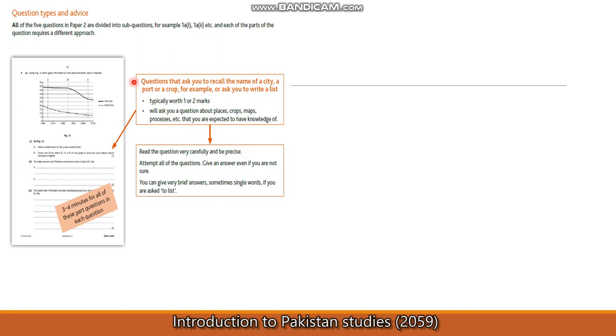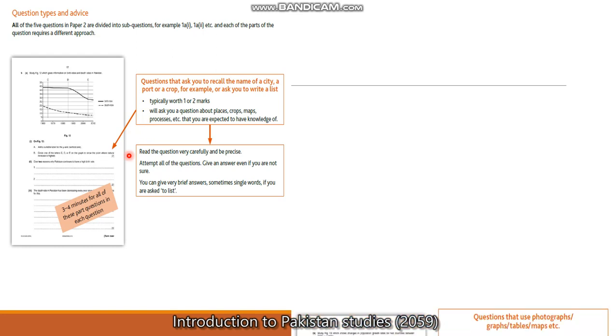So which type of questions come mostly in Paper 2? Let's see. The questions that ask you to recall the names of cities or portion of crops, for example, or ask you to write a list. Basically such type of questions carry 1 or 2 marks. That may be a one liner answer, or maybe to click on any one answer, or it may be to write a one word answer. So basically that carries 1 and 2 marks, and you have to give not more than 3 to 5 minutes to attempt such type of question in the examination.